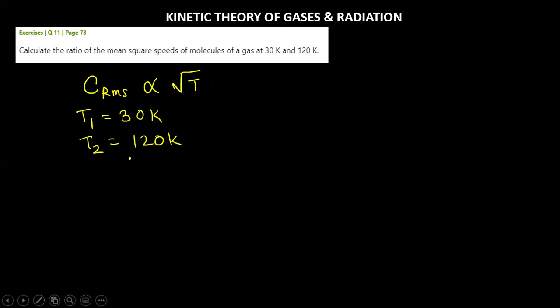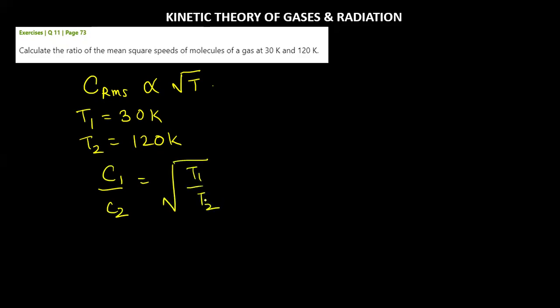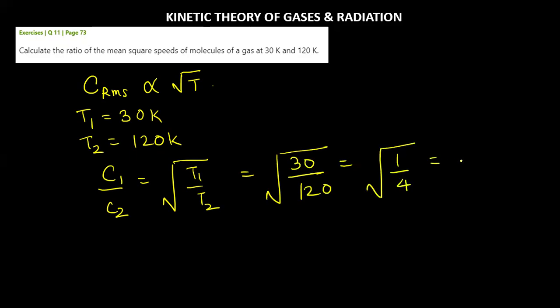So when I compare both the RMS speeds, I can write speed C1 upon C2 will be equal to root T1 upon T2. So since I need to take the ratio, I will be writing this as root 30 upon 120, and this will be equal to square root of 1 by 4. 30 times 4 is 120. So square root of 1 by 4 will be 1 by 2. So the comparison of the two speeds will be 1:2.